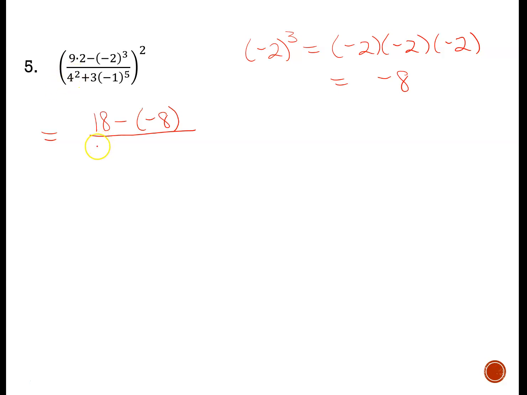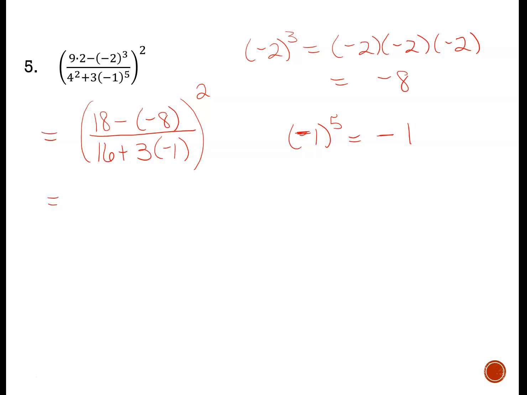4 squared, 4 times 4 would be 16, plus 3, and here's an exponent. Do not multiply that 3 to the negative 1 because you have an exponent on the negative 1. So you're going to do that negative 1 to the 5th power. So you're going to have an odd number of negatives, which is going to make it negative, and 1 times 1 times 1 times 1 times 1 is still 1. So negative 1 to the 5th is negative 1. Then go ahead and put big parentheses and the square.